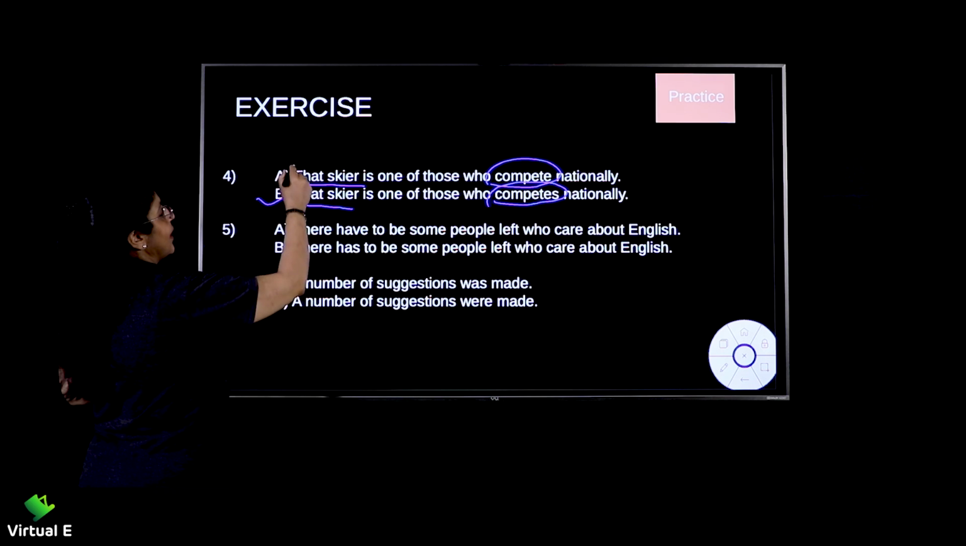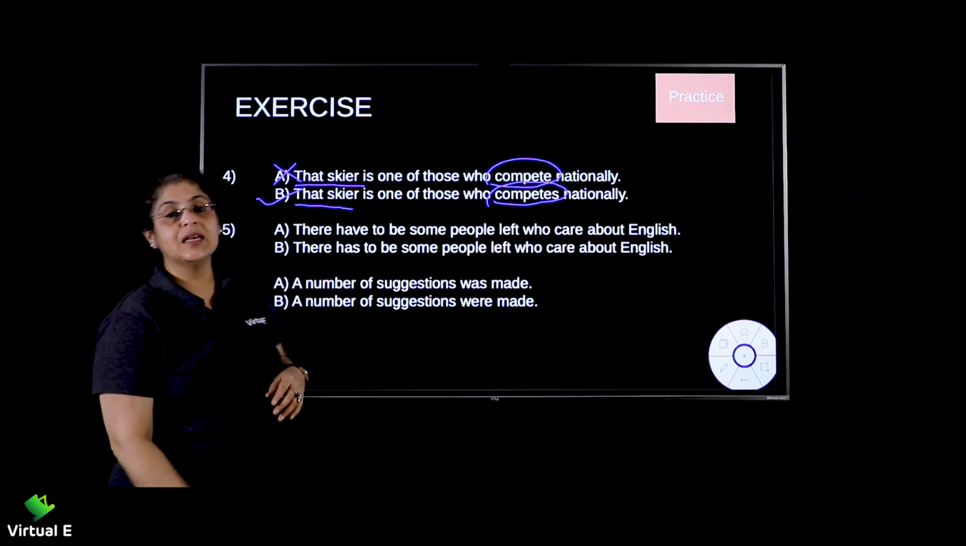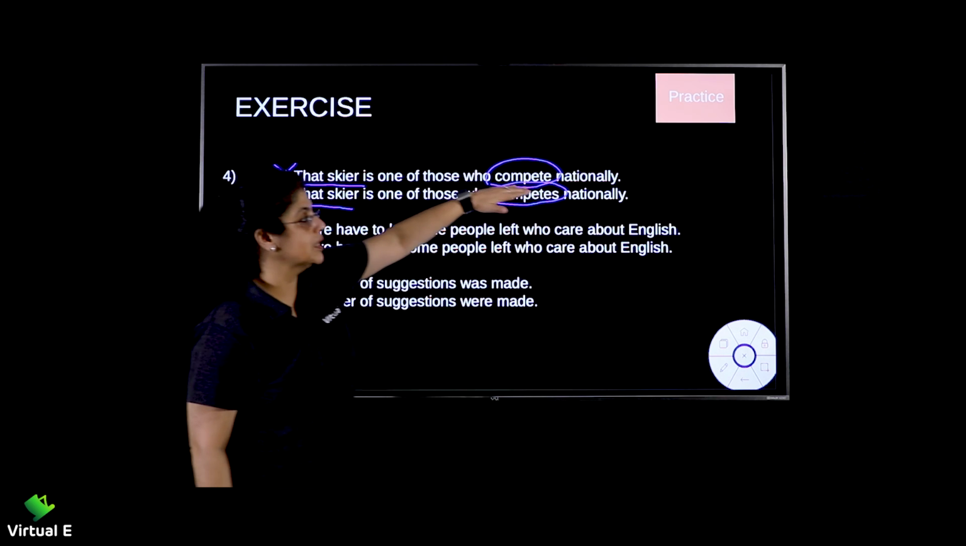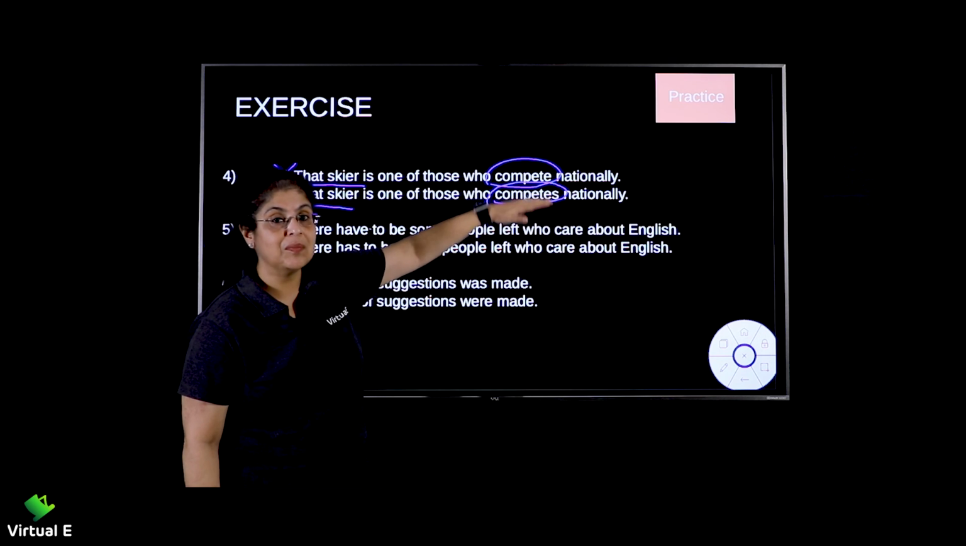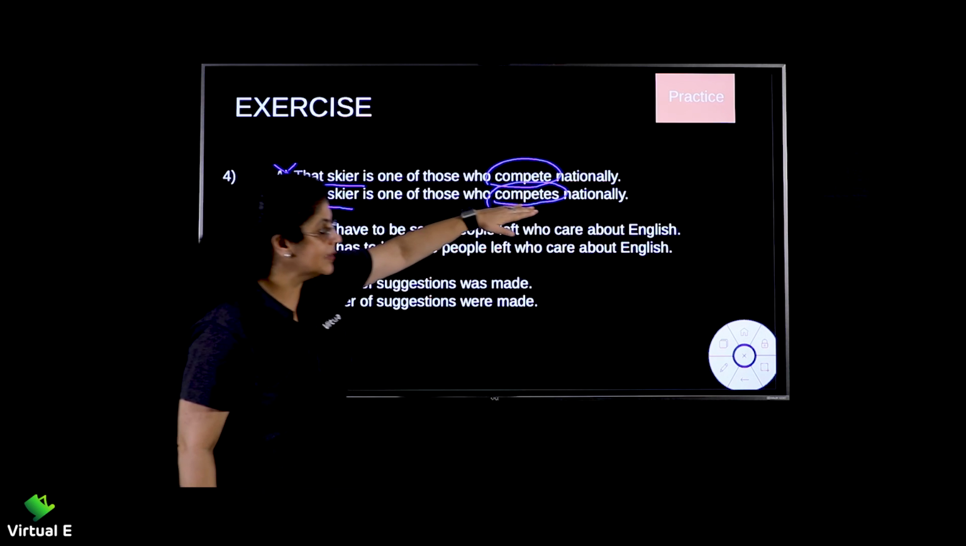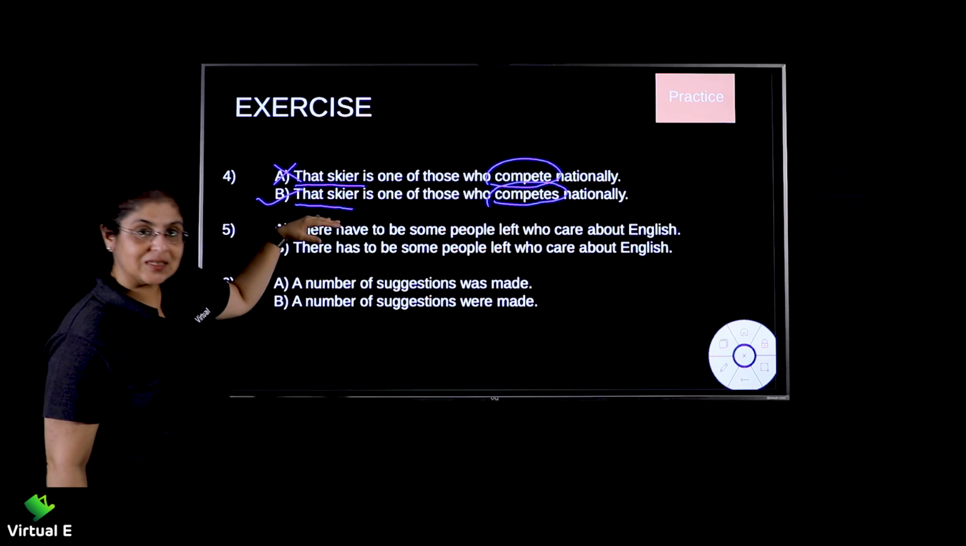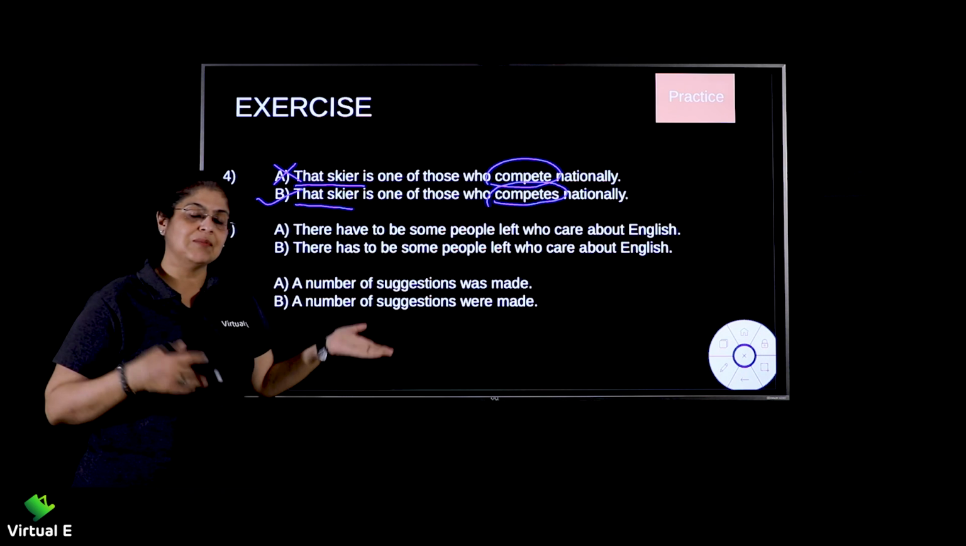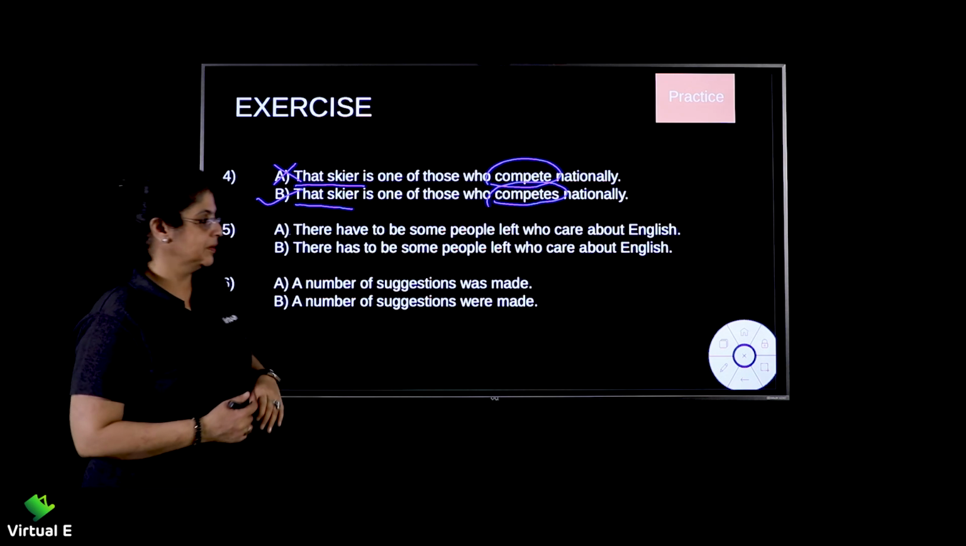So, which is the valid one? The B is the valid one. The A is the incorrect one. Why? Because here your verb is in the plural form. Here it is in the singular form. And this singular agrees with this singular. And so, the subject agrees with the verb.